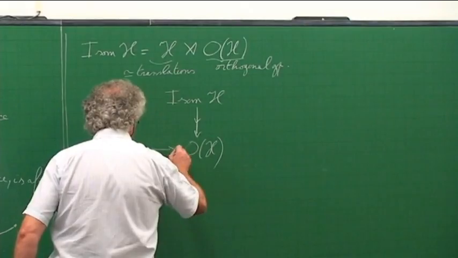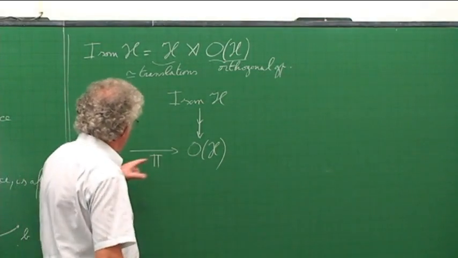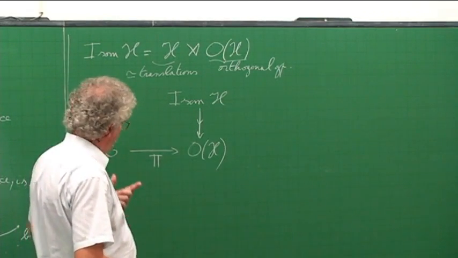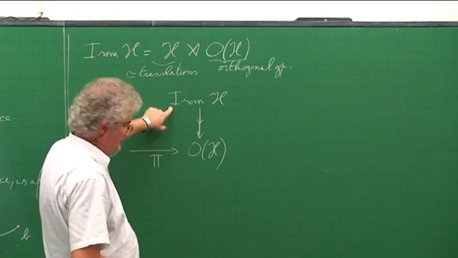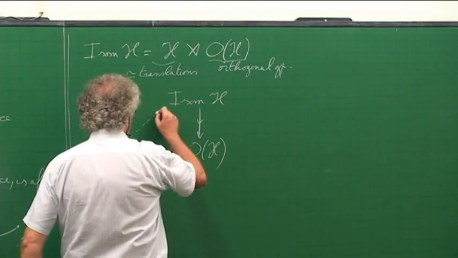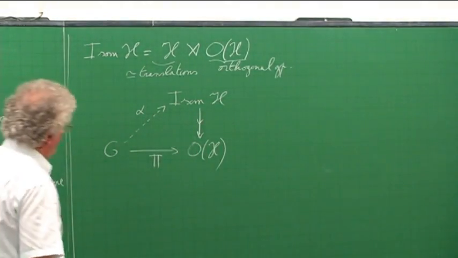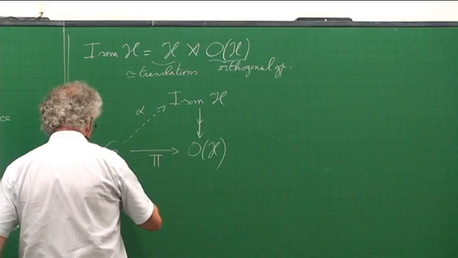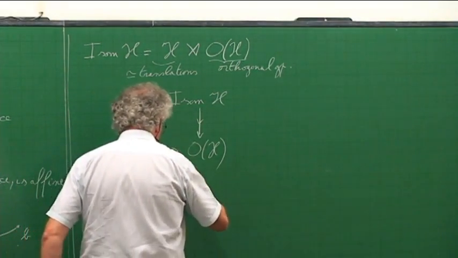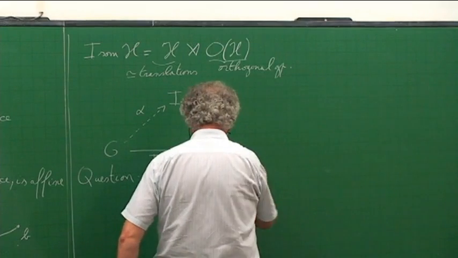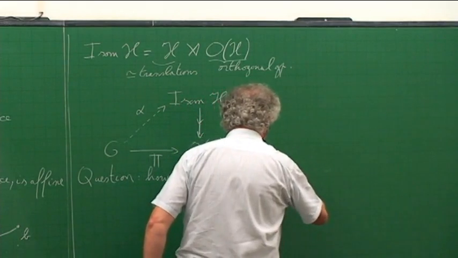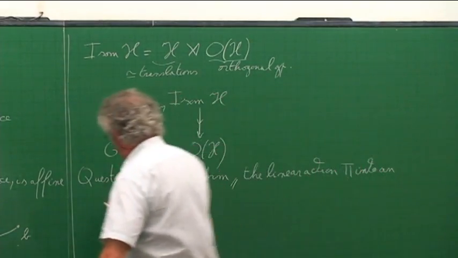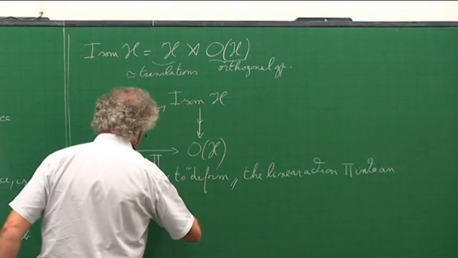And the question I want to address is the following. Suppose that I have an orthogonal representation pi of a group G into O of H. I want to deform this representation into the bigger group, the isometries of H. And by deform, I mean that I want a homomorphism alpha from G to that bigger group, which makes the diagram commute. So the question: how to deform the linear action pi into an affine action alpha.